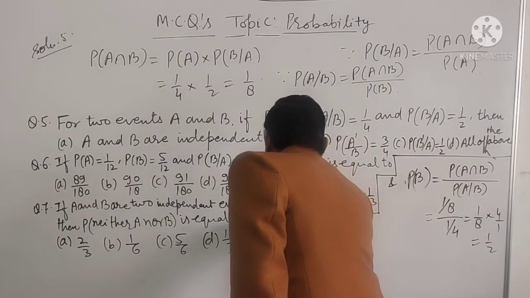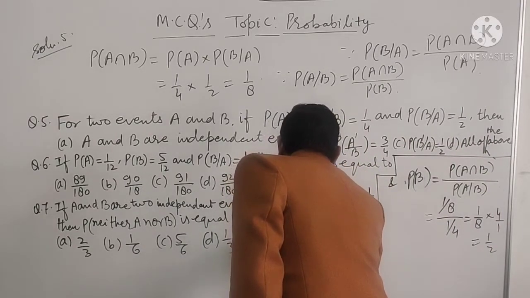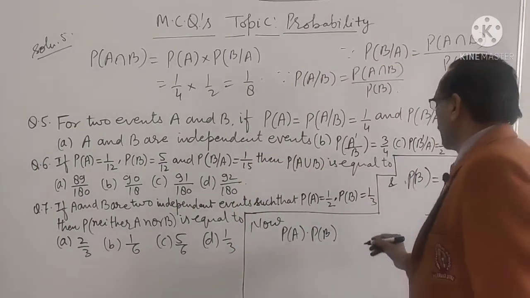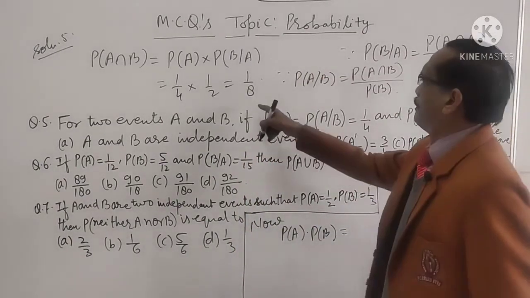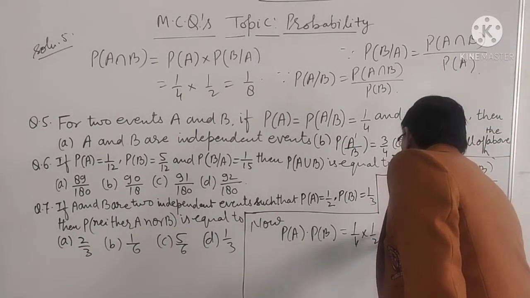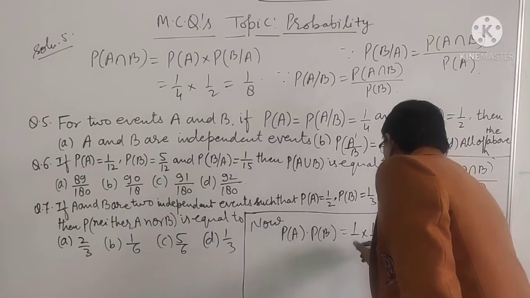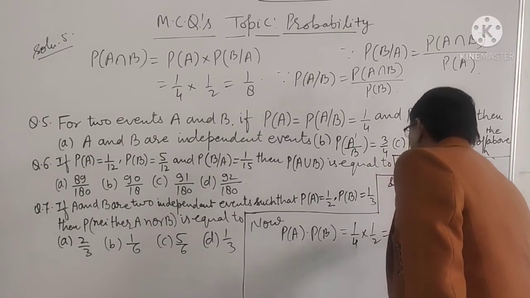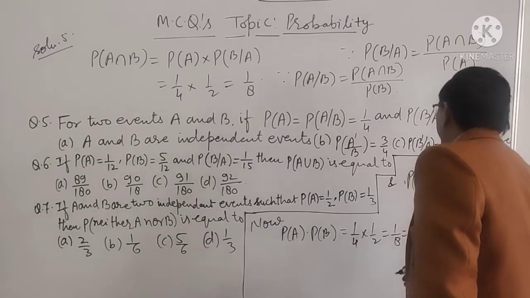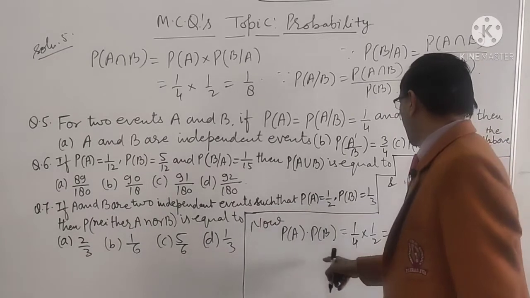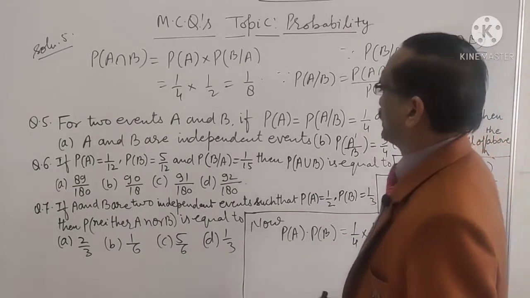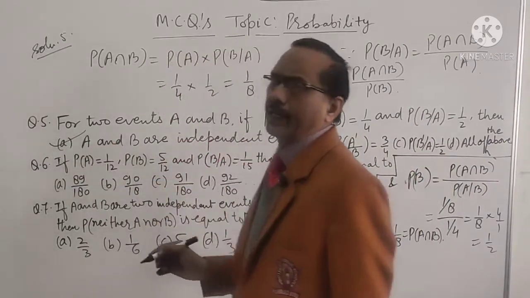Now, P(A) into P(B), it is 1 by 4 into 1 by 2 equal to 1 by 8. This is equal to P(A intersection B). Since P(A intersection B) equal to P(A) into P(B), therefore these are independent events and A option is correct.